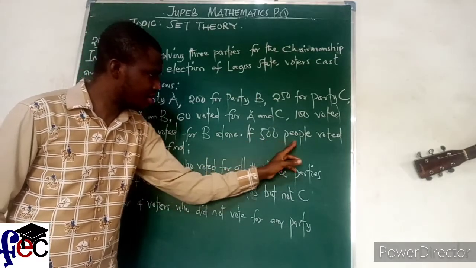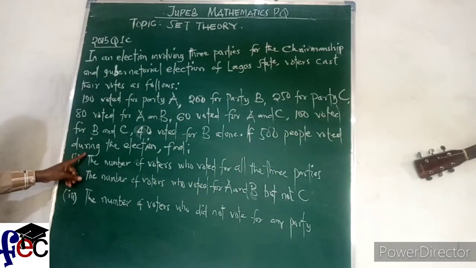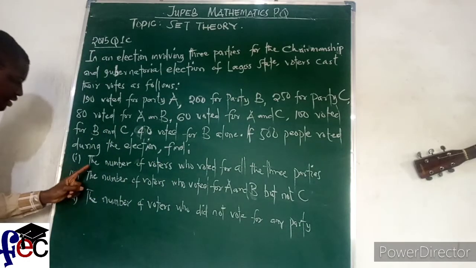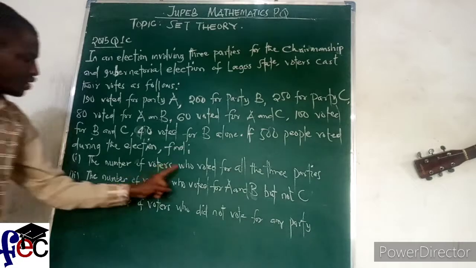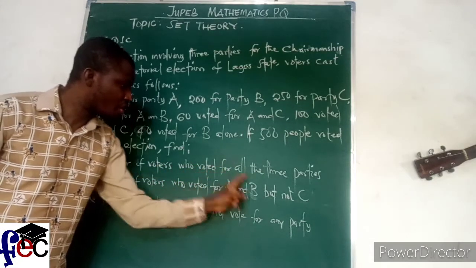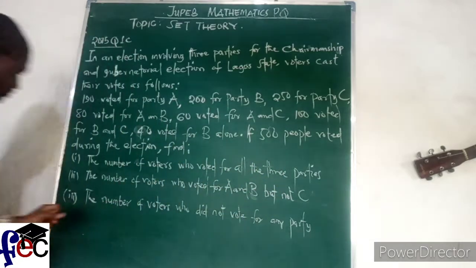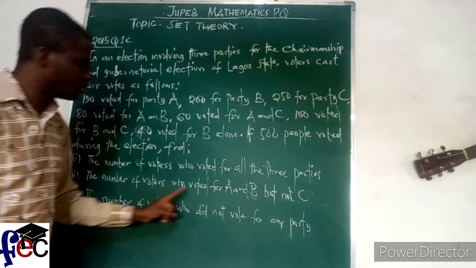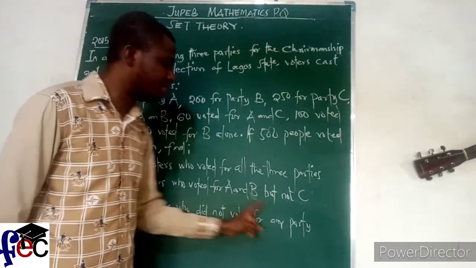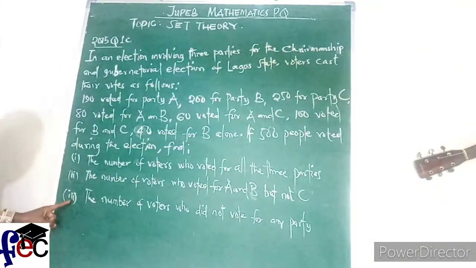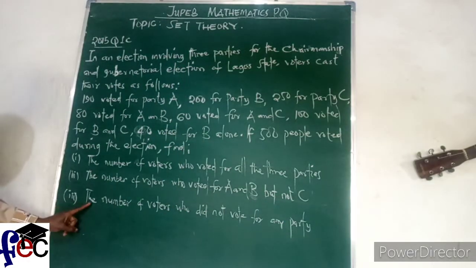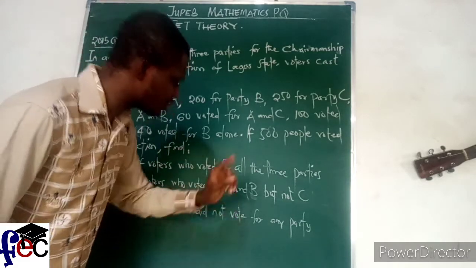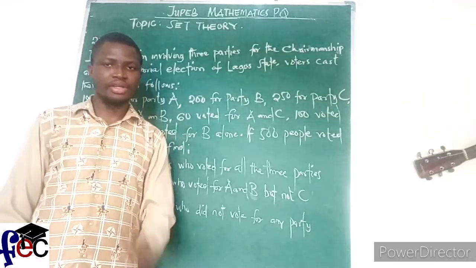If 500 people voted during the election, find: Roman figure 1, the number of voters who voted for all the 3 parties. Roman figure 2, the number of voters who voted for A and B but not C. Roman figure 3, the number of voters who did not vote for any party.